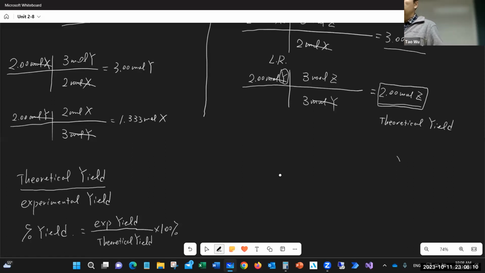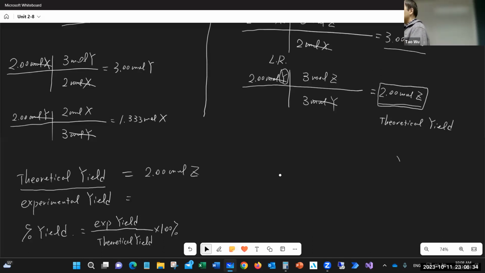All right, so now we already figured out the theoretical yield in this experiment is 2.00 moles of Z. And if you look carefully, the question already gave you the experimental yield. And just to let you know, if you look at the questions, usually the question will tell you what the percent yield is.